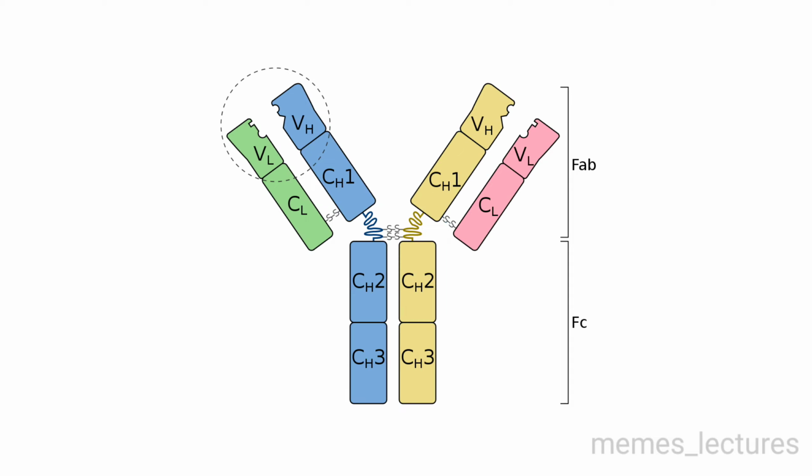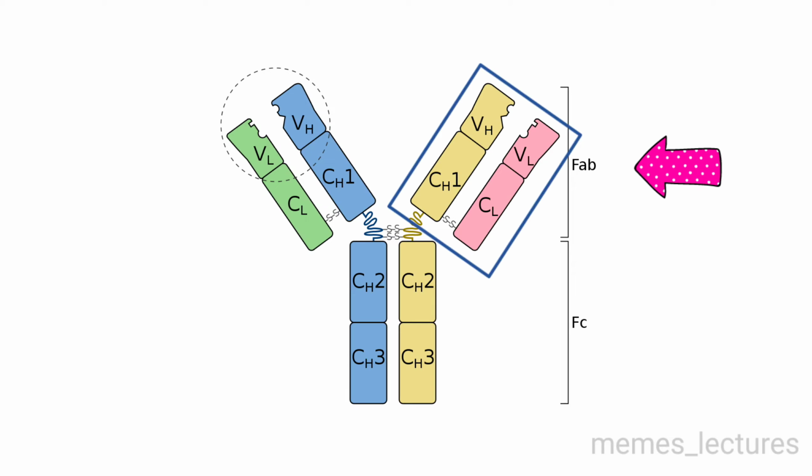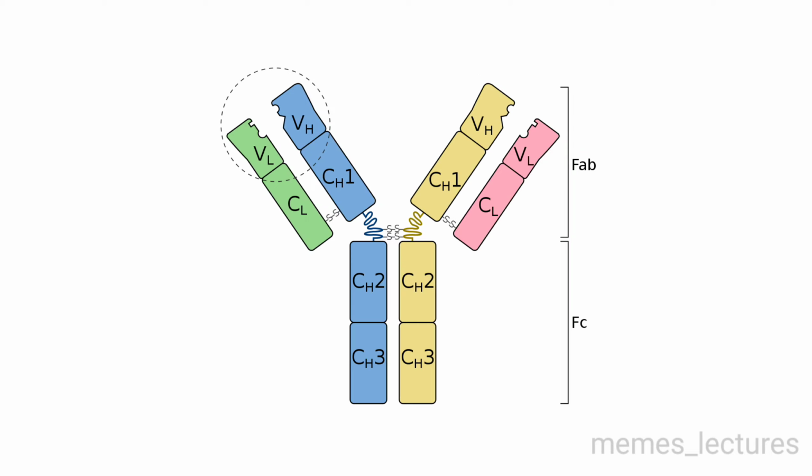Structurally, an antibody is also partitioned into 2 antigen-binding fragments, Fab, containing 1 VL, VH, CL, and CH1 domain each, as well as the crystallizable fragment, Fc, forming the trunk of the Y shape.